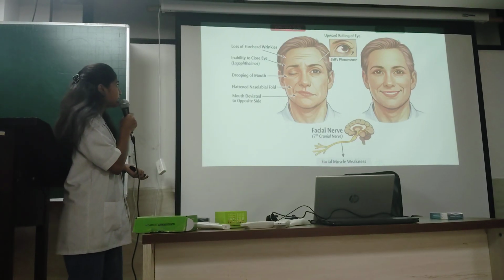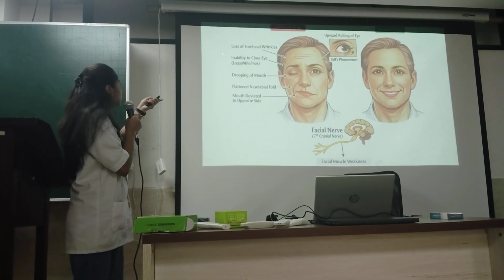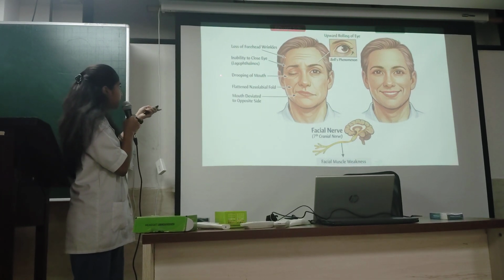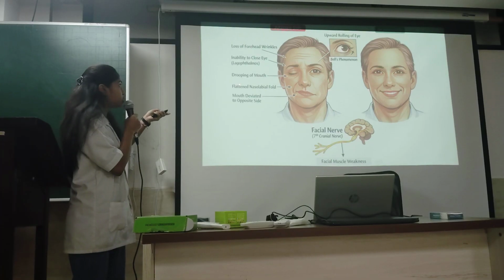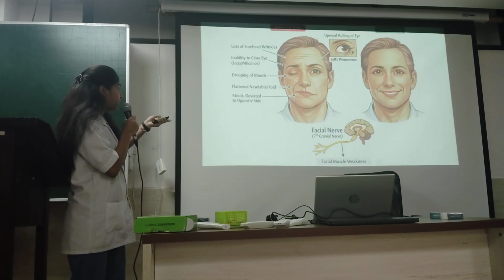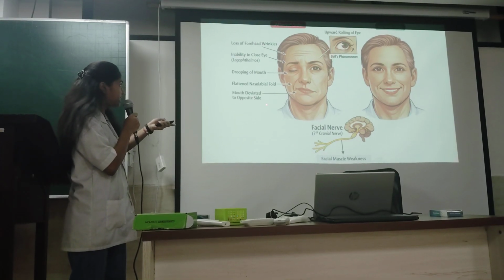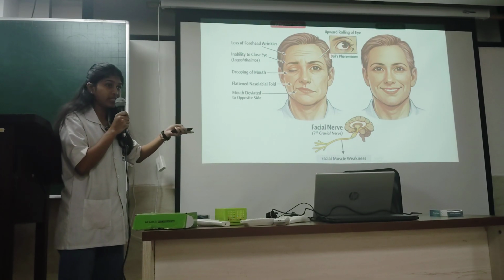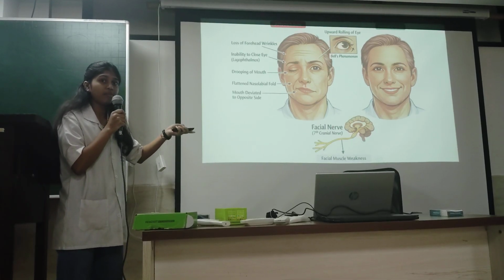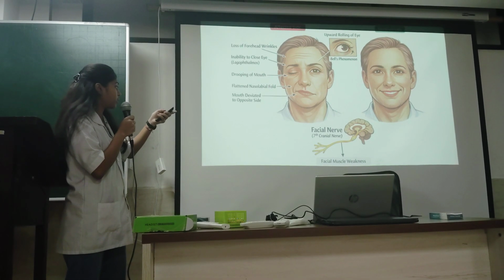In the image, we can see that the affected side shows loss of forehead wrinkles, inability to close the eye, which is also known as lagophthalmos, drooping of the mouth, and a flattened nasolabial fold. The mouth was deviated to the opposite side. While trying to close the eye, the eyeball moves upward, which is also known as Bell's phenomenon.